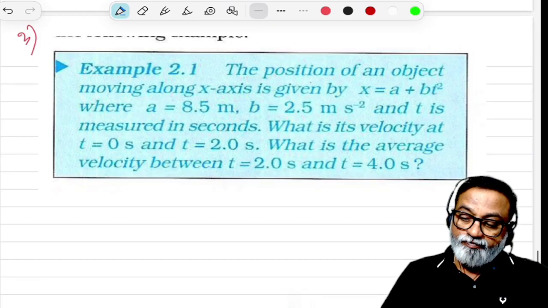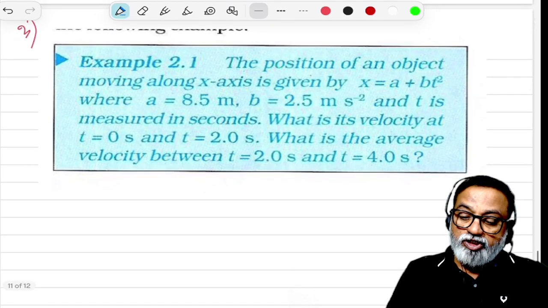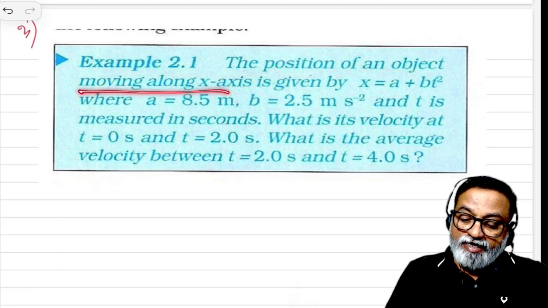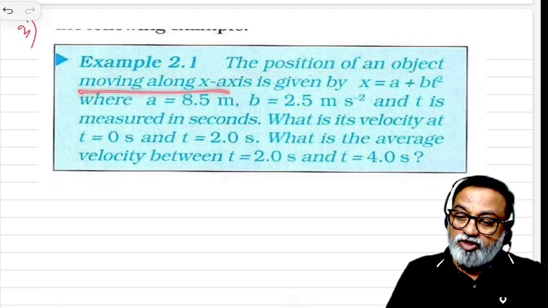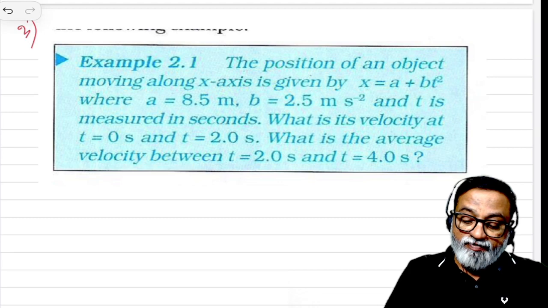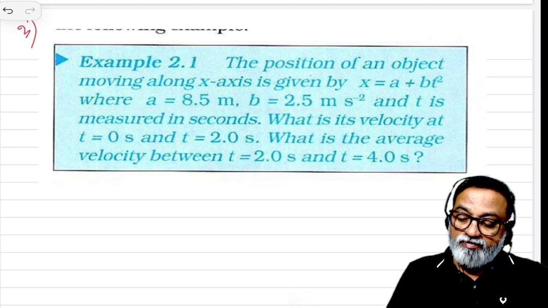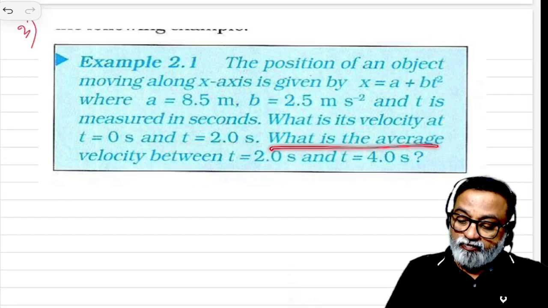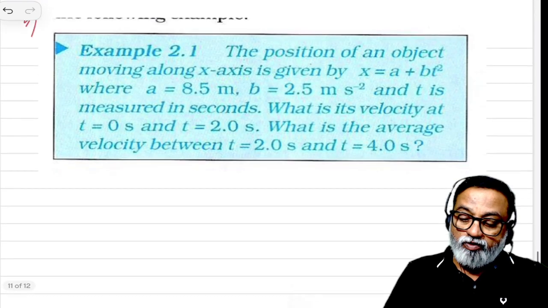Next one. Here the position of an object moving along the x-axis is given by x is equal to a plus bt square, where a is 8.5, b is equal to 2.5 and t is measured in seconds. What is its velocity at t is equal to 0 and t is equal to 2 seconds? What is the average velocity between t is equal to 0 to t is equal to 4?